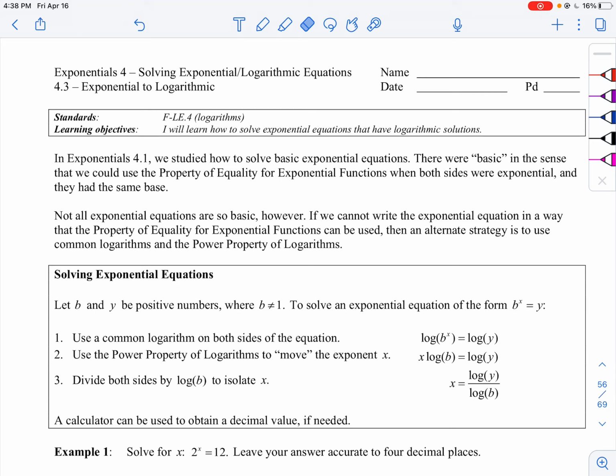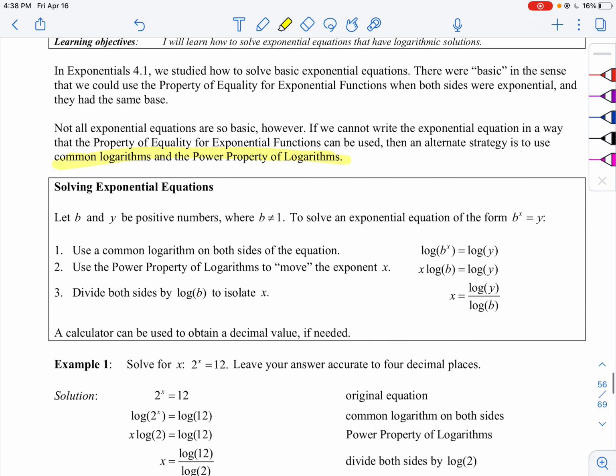In those cases, we have to use an alternate strategy, and that strategy is to use common log and the power property of log. So let's take a look at the strategy that we are going to use. We have the first step. If you have b to the power of x equals y and you want to solve for the value of x, like what's that exponent?